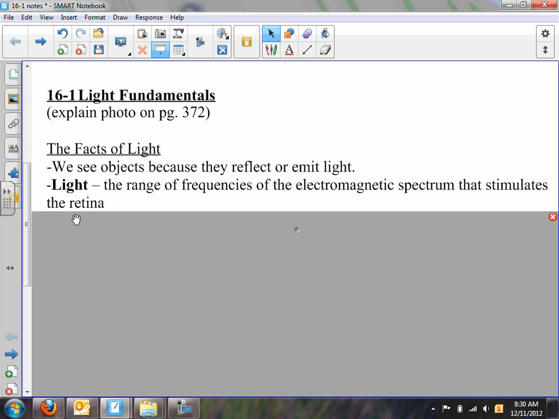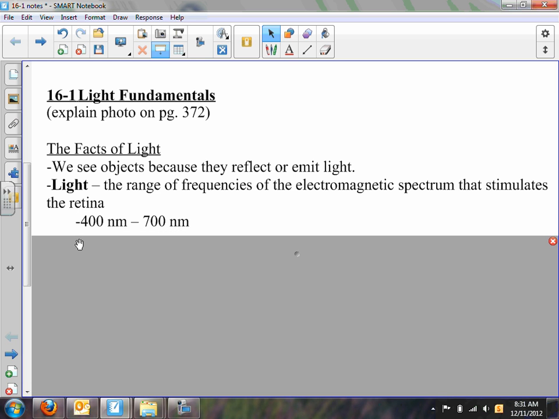So what is light? We're going to define light simply as the range of frequencies of the electromagnetic spectrum that stimulates the retina. The visible region of the electromagnetic spectrum that we can actually see is between 400 nanometers and 700 nanometers. Any other type of light we cannot see. There are more regions in the spectrum. We learned a lot about the spectrum in chemistry, but this is the only part of it that we can actually see.